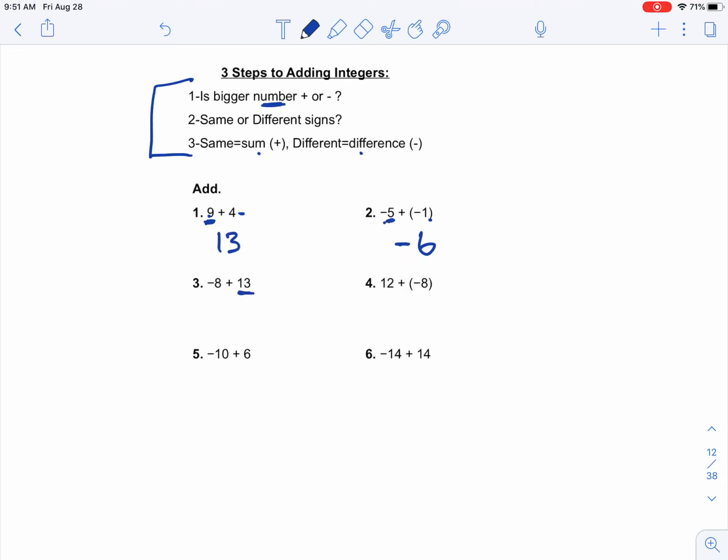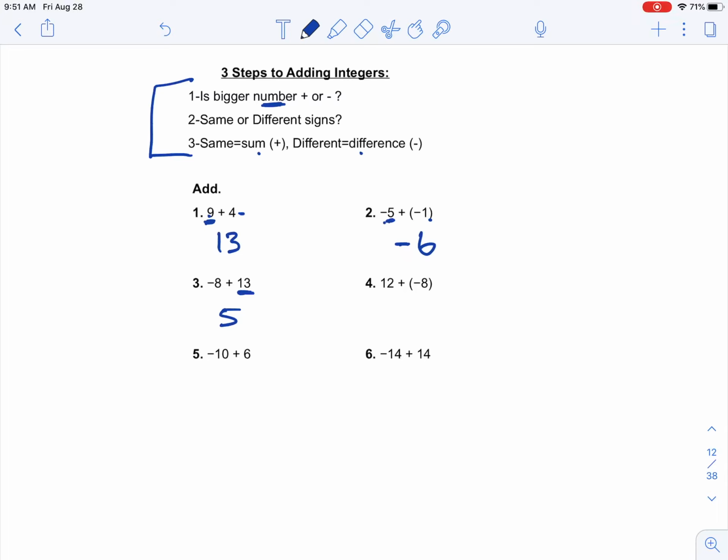Bigger number is positive. So my answer is going to be a positive number. Do they have same or different signs? Well, this is negative and this is positive. The 8 is negative and the 13 is positive, which means they have different signs. So I'm going to do the difference of 13 and 8, which would give me 5. And again, it's a positive 5 because 13 was bigger.